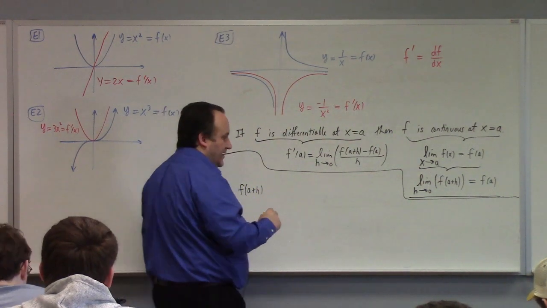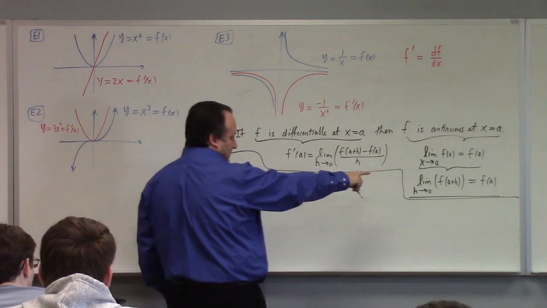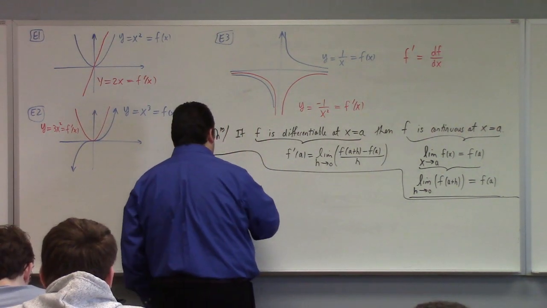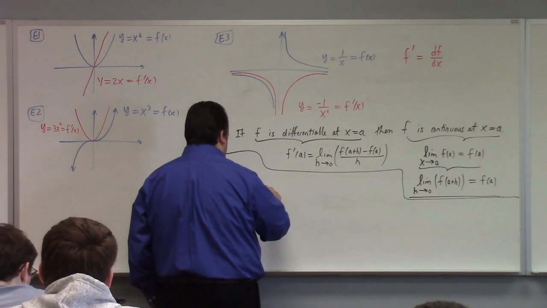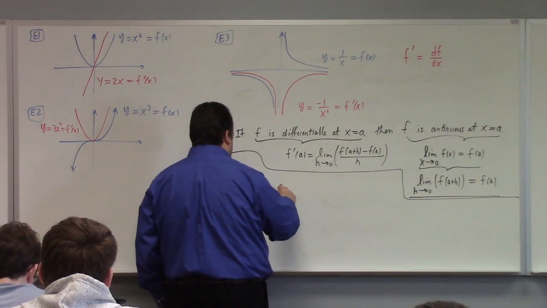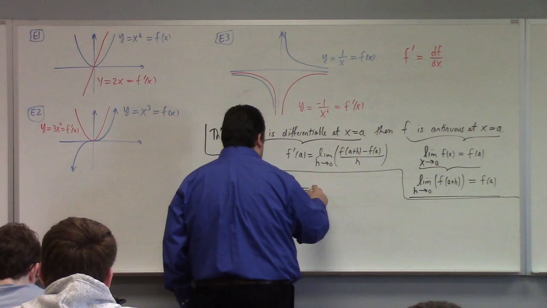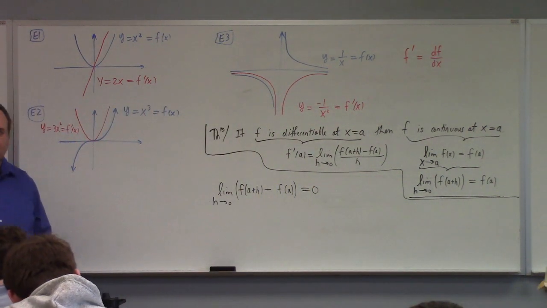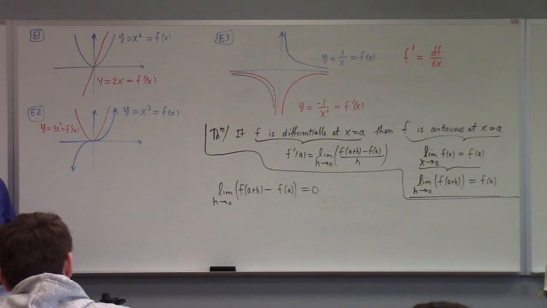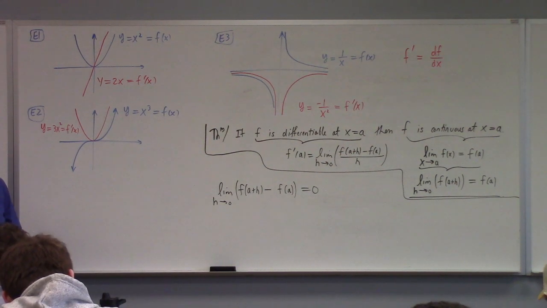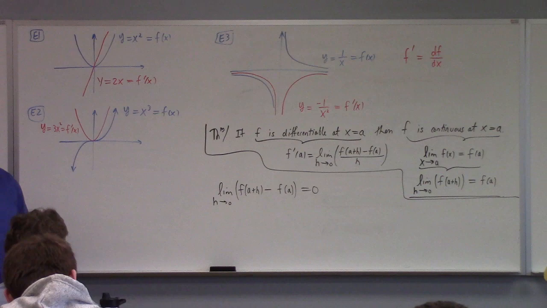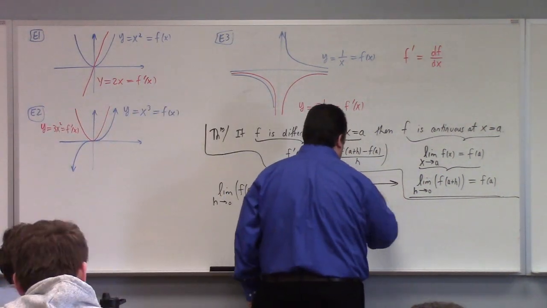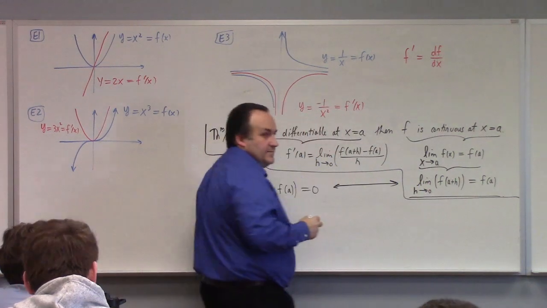Actually, let's trade that. Instead of looking at that, let me write it out here. If this is equal to 0, if the limit of f of a plus h minus f of a is equal to 0, if that is true, then what? This is equivalent to that, right?